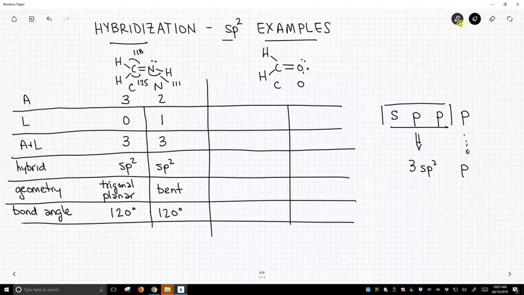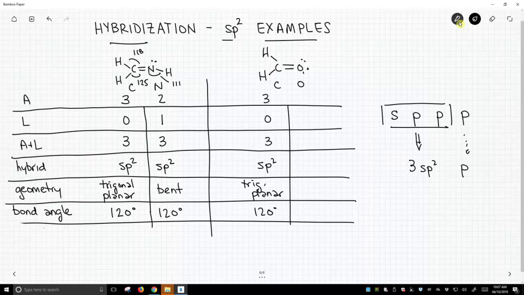Now let's look at our molecule on the right. This is formaldehyde. Our carbon is attached to 3 atoms, 2 hydrogens and an oxygen. So that's 3, has 0 lone pairs. A plus L equals 3. We need sp2. Again, as before, this is going to be trigonal planar. Just abbreviating, and our predicted bond angle will be 120.